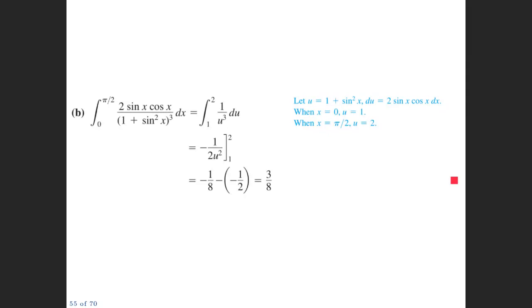One more example from the textbook. The integral from 0 to pi over 2 of 2 sine x cos x over (1 plus sine squared x) all cubed dx. We need to do a substitution. And the substitution we do is we let u be equal to 1 plus sine squared x. So we're just going to be left with u cubed on the bottom. Great. If we do this substitution, then du is 2 sine x cos x dx. And that's exactly what we have. That's just the same as du.